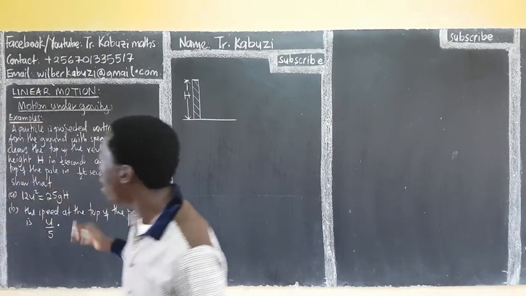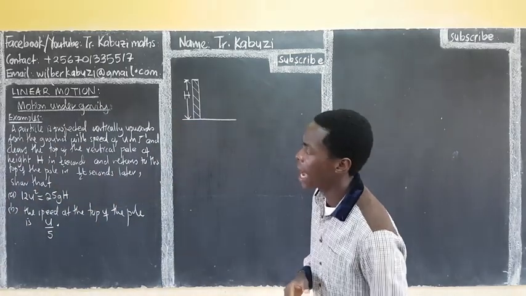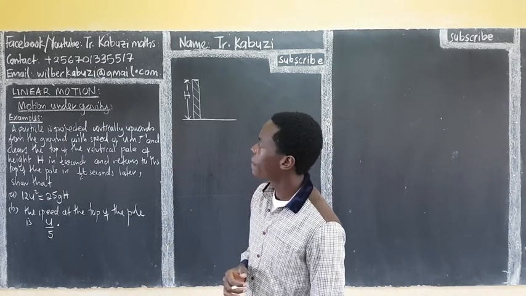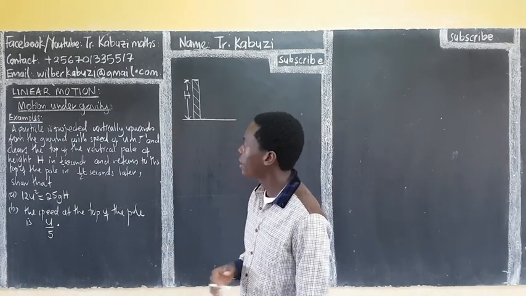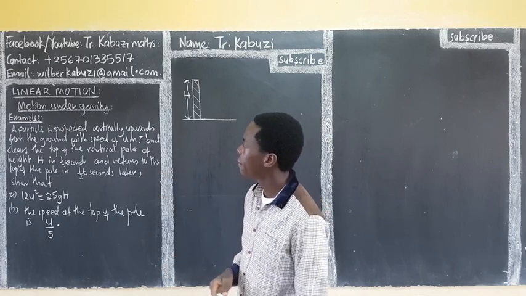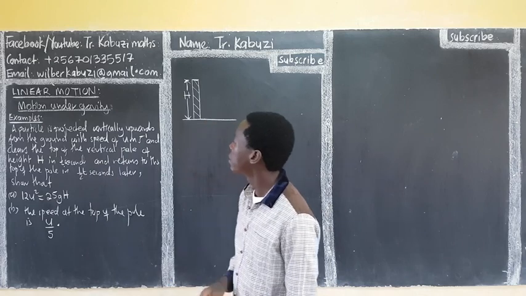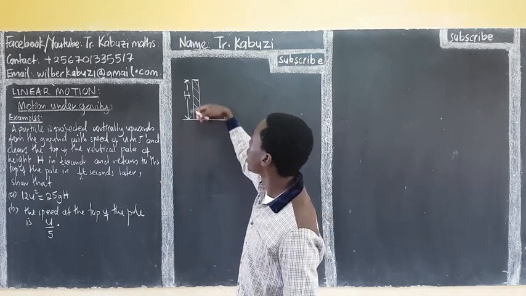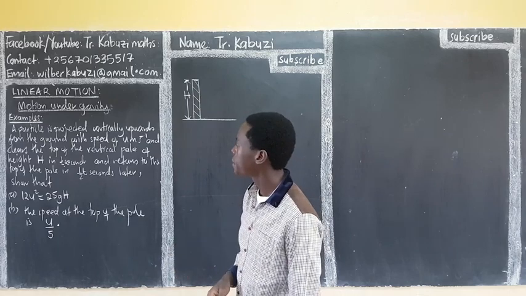Okay, let us see how we can go about this proof here. It's a nice one also. The particle is projected vertically upwards from the ground with the speed of u and clears the top of a vertical pole of height h. So this is our pole here. So the height of this pole is h.